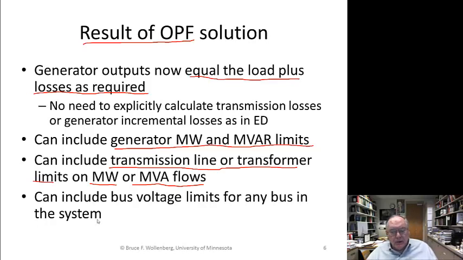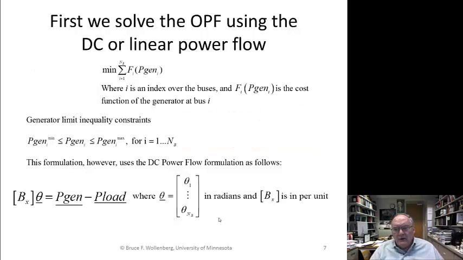We can include bus voltage limits so that I can be sure that I don't dispatch the system and have a very low voltage at some place in the system. Later on, near the end of the second lecture, we're going to show you how to do limits on what we call security constrained OPF, which adds another level of complexity to the problem. So the OPF really solves a lot of problems in one calculation, and we're going to go through how we do that.